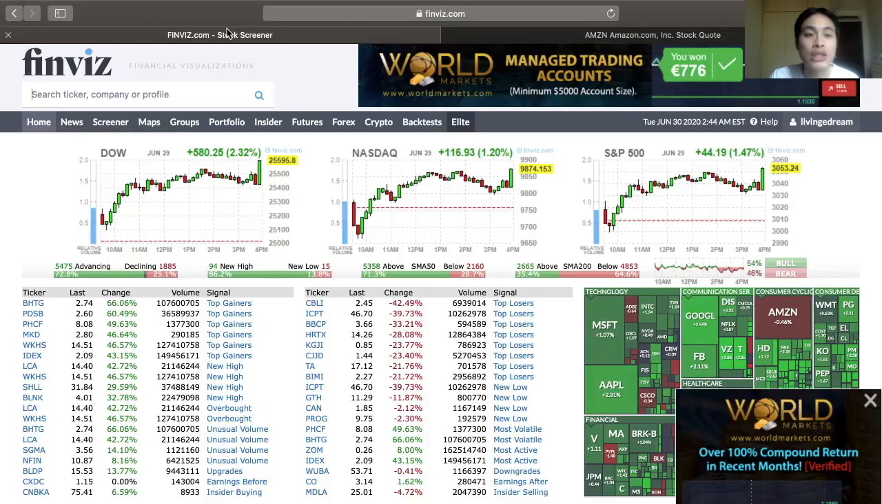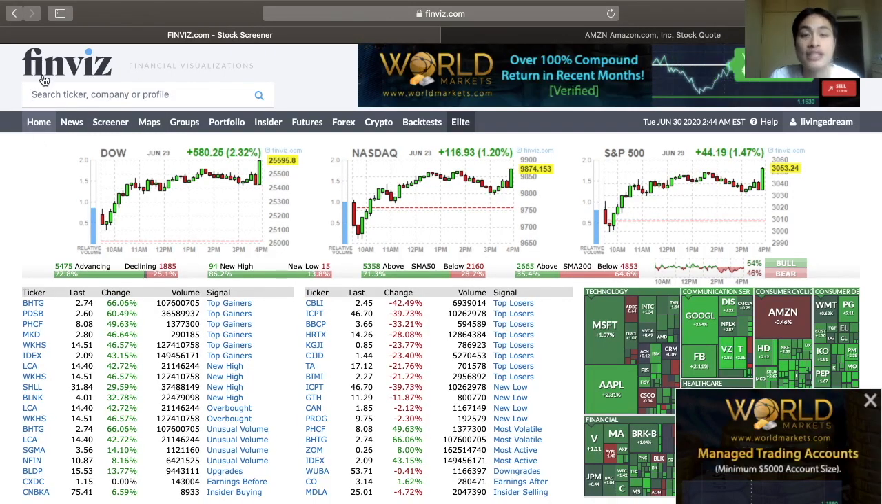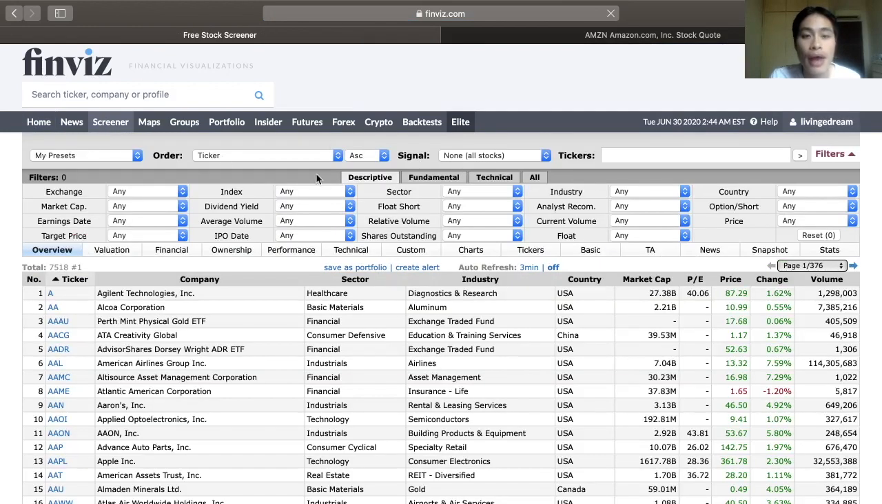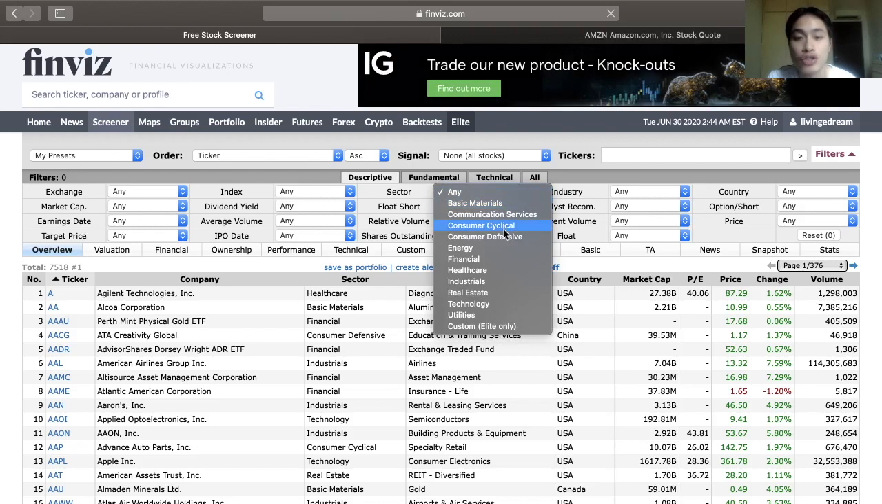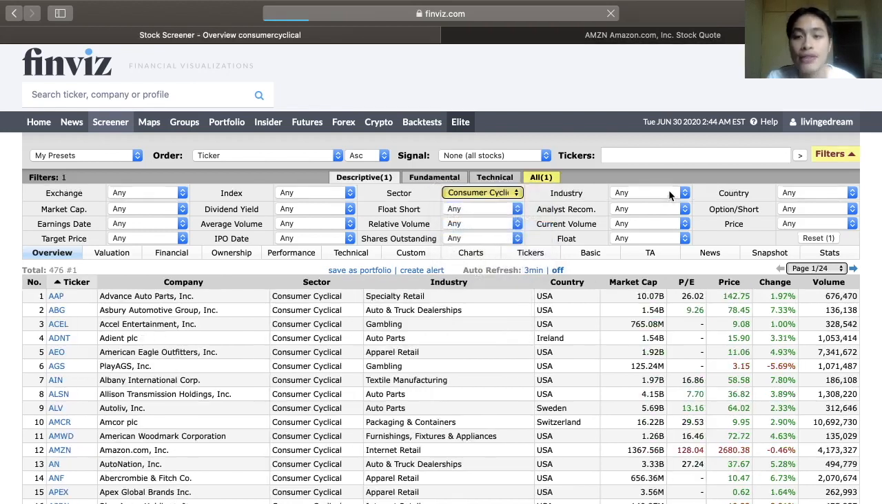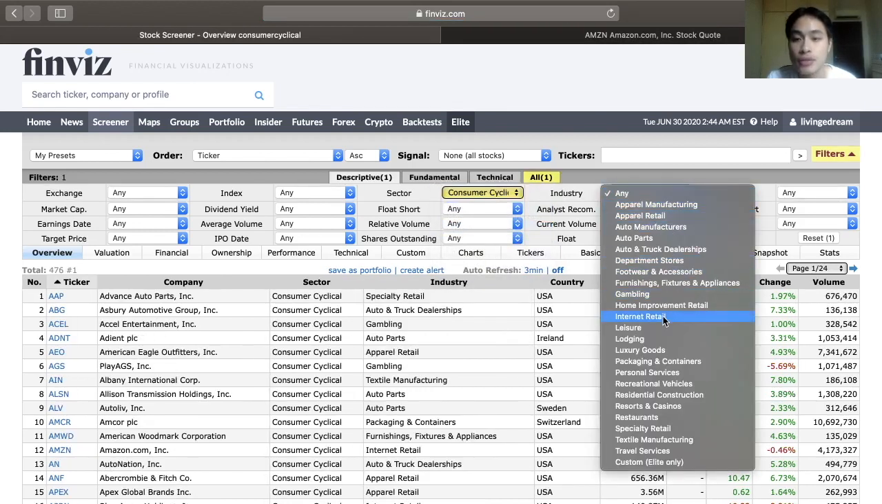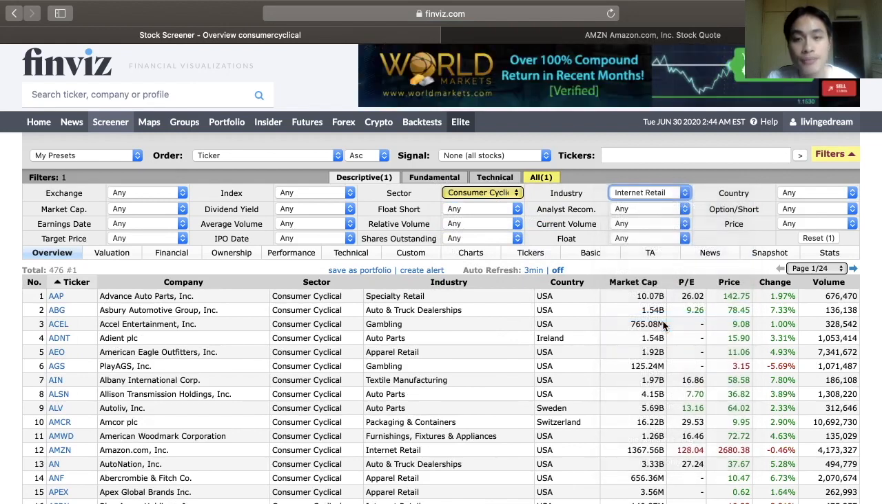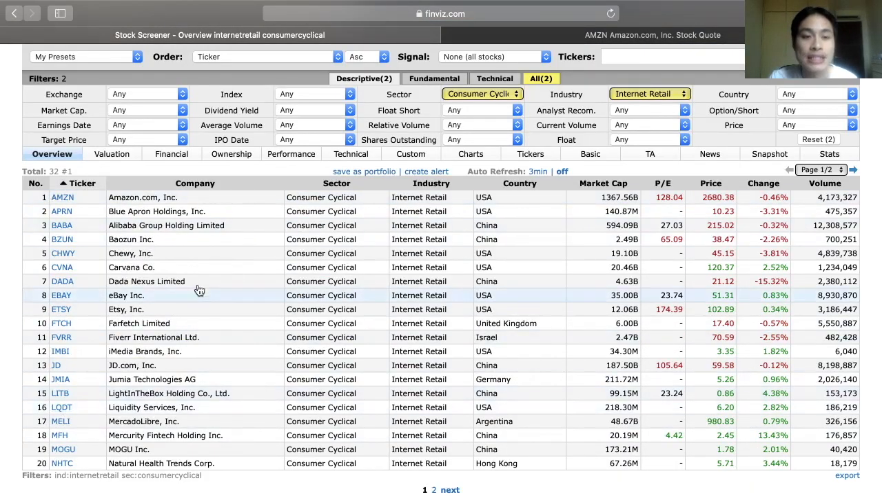The first thing that I'll do is go to the Finviz homepage. So this is the Finviz homepage, and then I'll click on Screener. And I'll take a look at the sector and the industry. So Amazon is in the consumer cyclical sector and in the internet retail industry. So we have the internet retail industry. All these companies that you are seeing on this page here are in the consumer cyclical sector and the internet retail industry. These are Amazon's direct competitors.